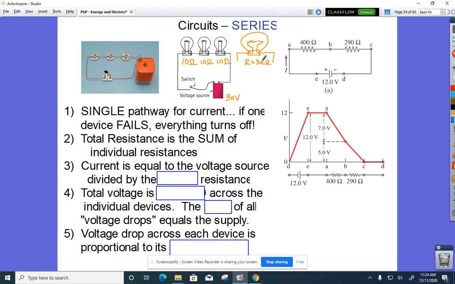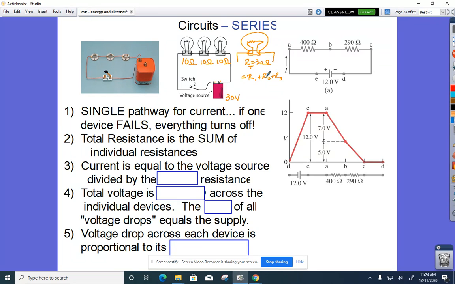The sum of the resistance of those would be 30 ohms, because all that charge has to flow through each one of those light bulbs. So we might say that that is the total resistance. It's just the sum of the individual resistances of each component.